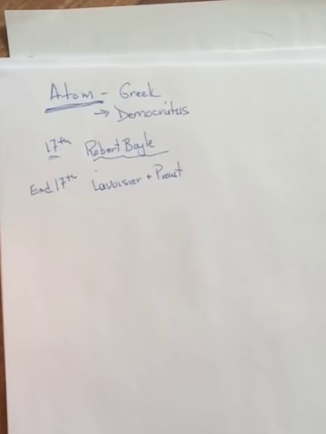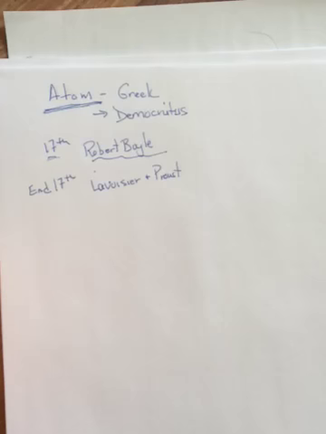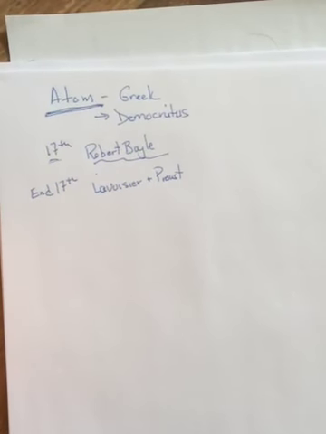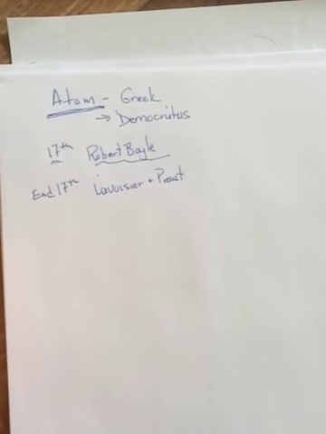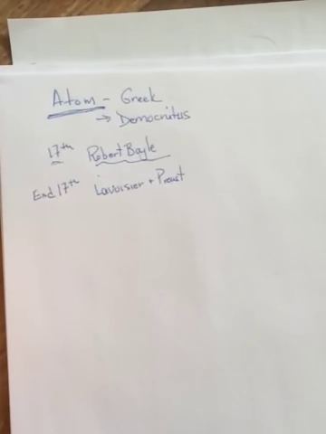Okay, so at the end of the 17th century, we were talking about the atom in the last video and how it came to be what we understand it to be. So Democritus suggested that you could take something and keep breaking it down and breaking it down till you got to the point where the particle you had left couldn't be broken down anymore. And he called that an atom.